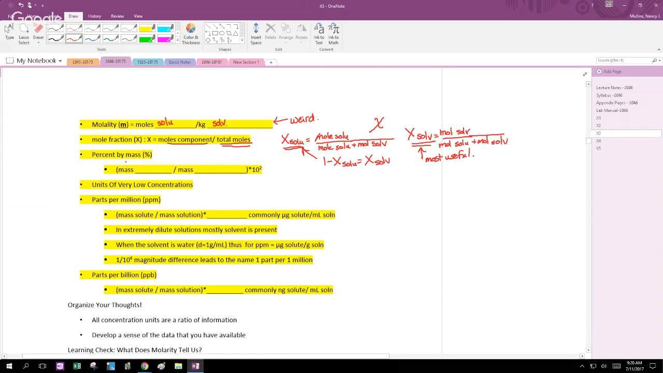Percent by mass. Mass of solute over mass of solution. Now you might wonder why when we talked about mole fraction, we didn't talk about moles of solution, and that's because a solution isn't a pure substance. You can only have moles of a pure substance. So we can talk about total moles, but we can talk about moles of individual things involved.